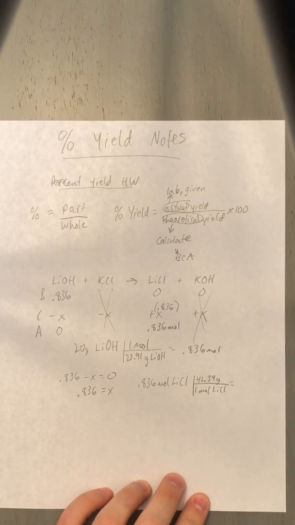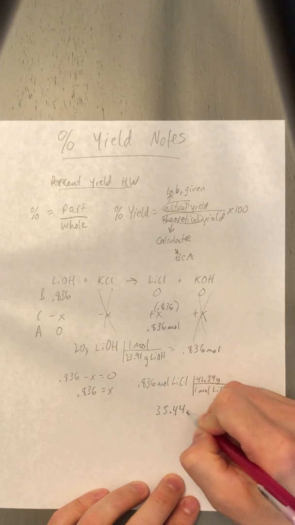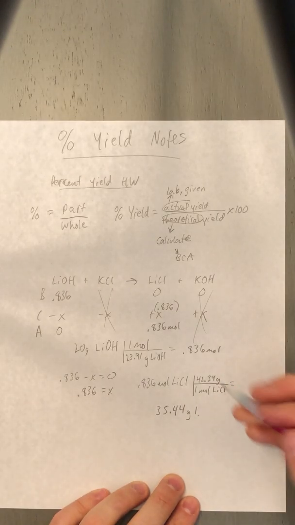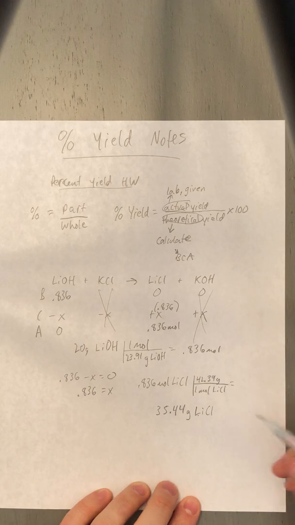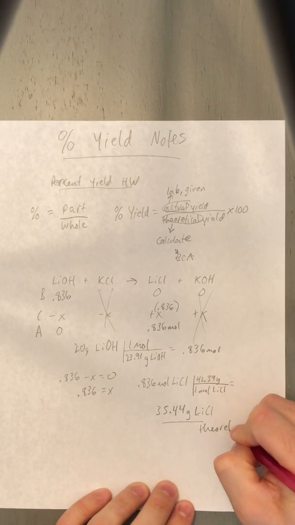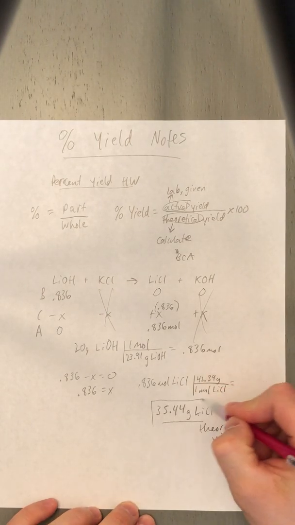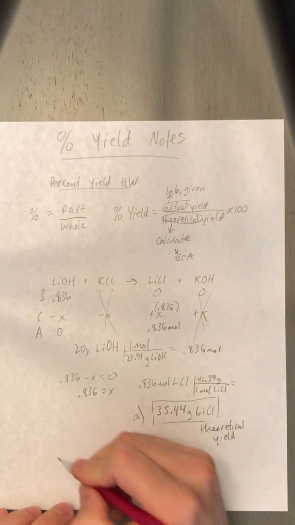And we're going to get 35.44 grams of LiCl. I'll underline this and let you know that this is our theoretical yield. This is what you found last week. On that worksheet, we were ending on finding the grams of a product. That's just the theoretical yield. So we found that, and this would be the answer to part A.